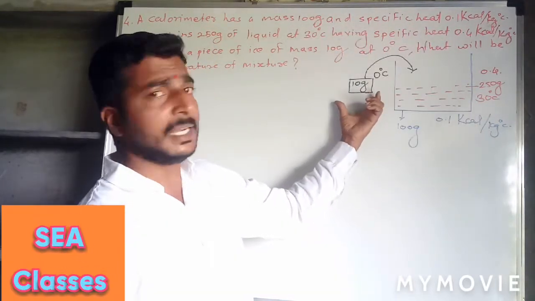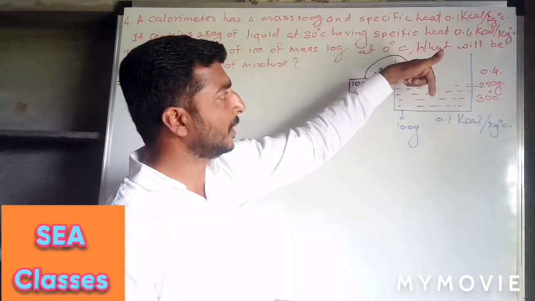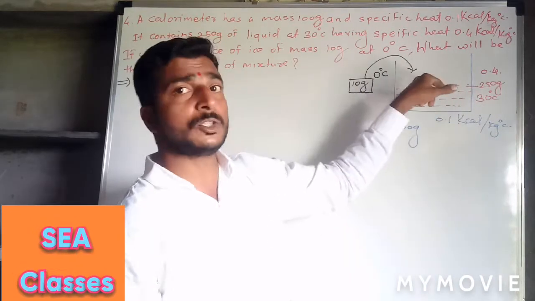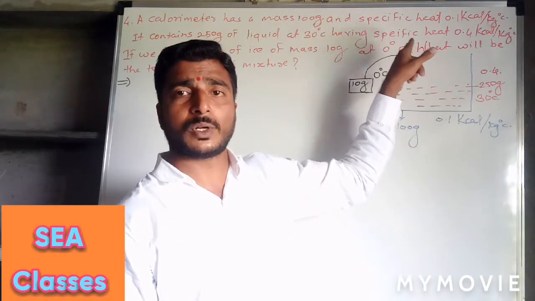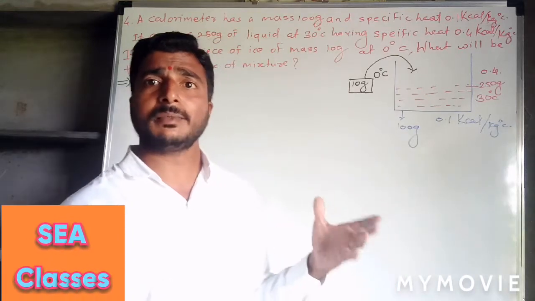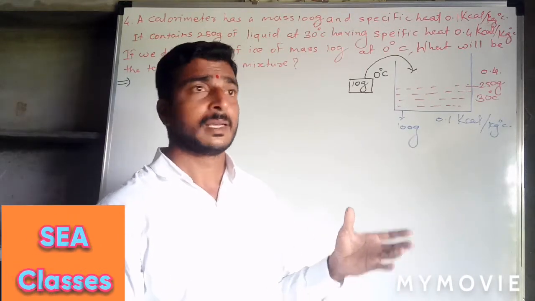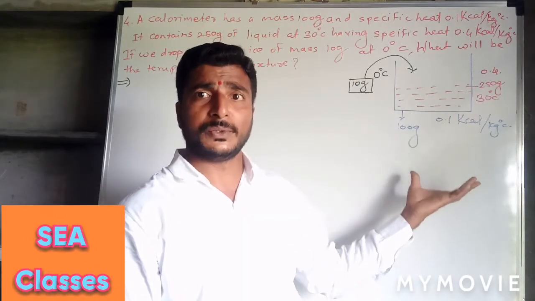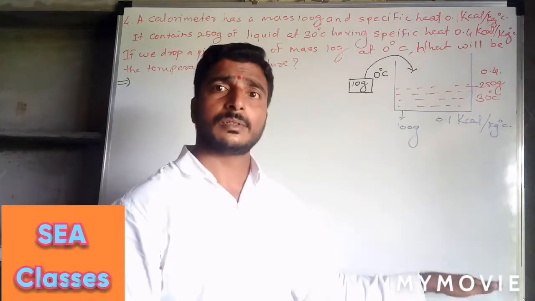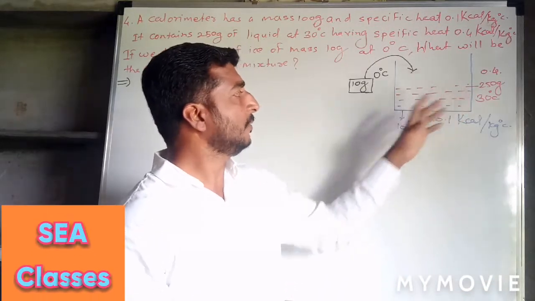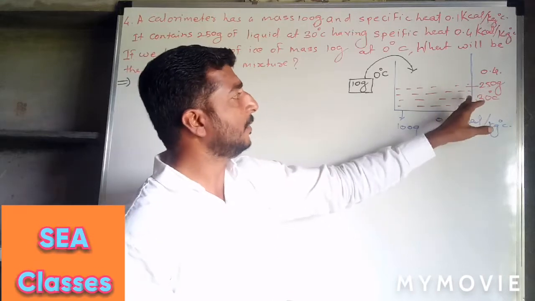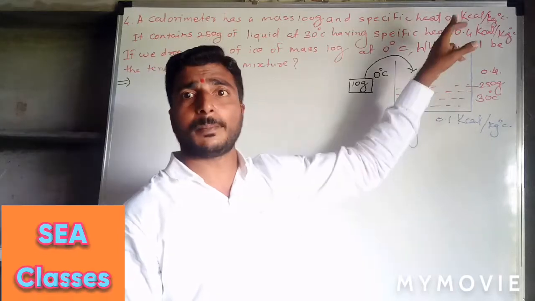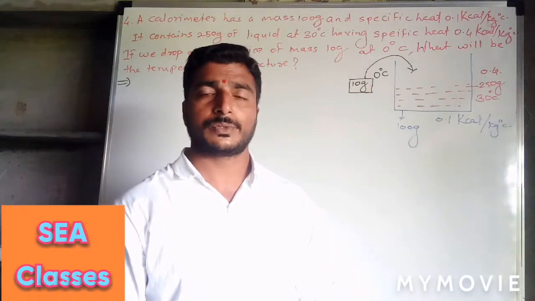Now you know there is ice. When this ice is dropped into the higher temperature of 30 degrees Celsius, this ice will start to melt, means it will convert from solid state to liquid state. At that time the temperature will remain constant. At the same time, the temperature of this liquid will start to reduce from 30 downwards. And when the temperature of the liquid starts to reduce, the temperature of this copper calorimeter will also start to reduce.